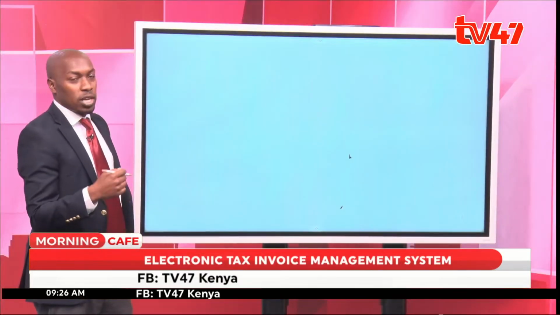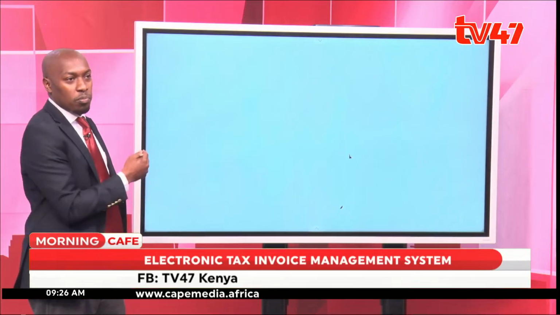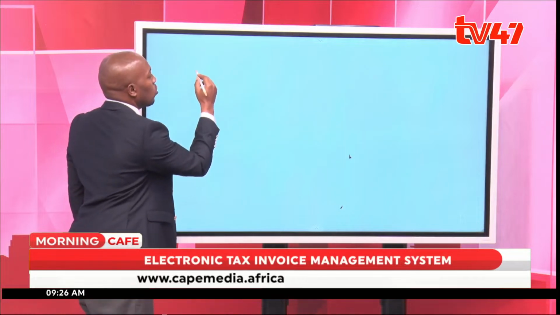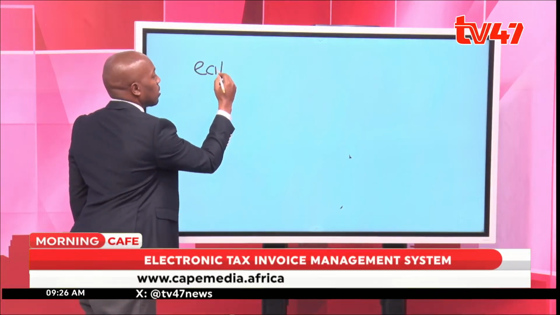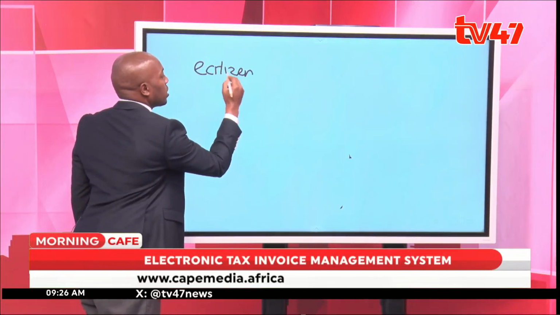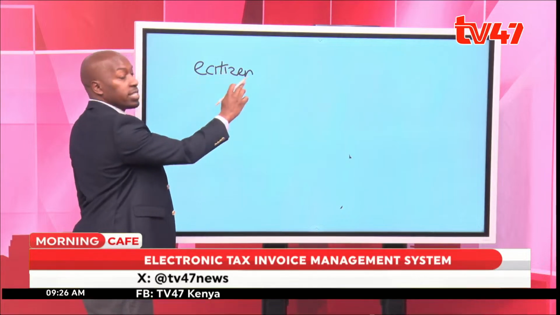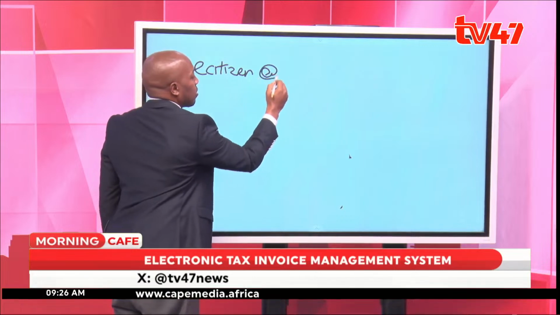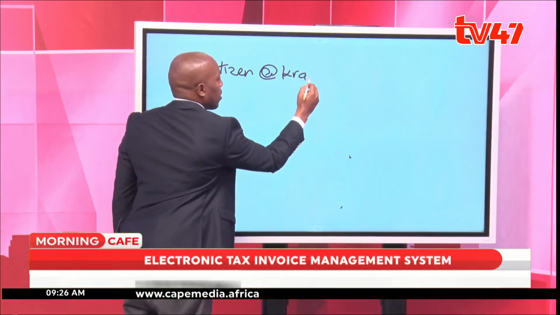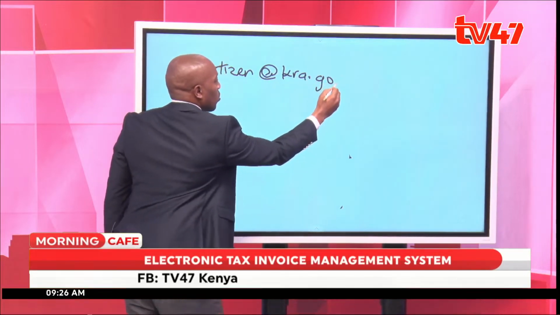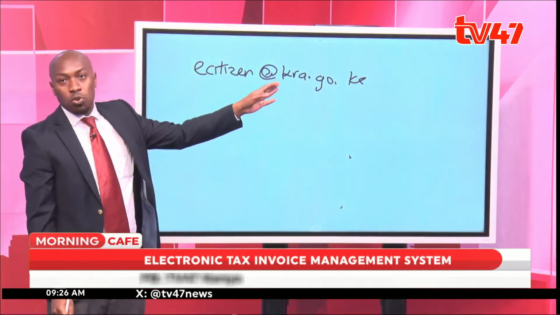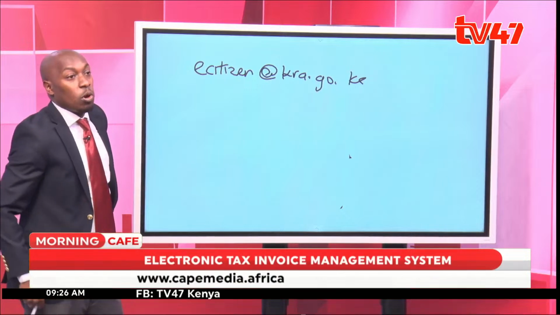Now, for the ones who are slightly above, we have a web-based option, still under the same platform. You just need to go to eCitizen. All of them are being hosted at KRA. So what will change is the platform that you're using. So eCitizen at kra.go.ke. Now, when you type that on your web browser, it will bring you a page.